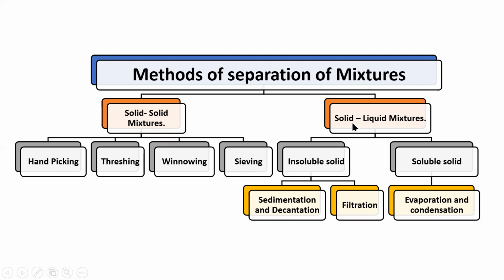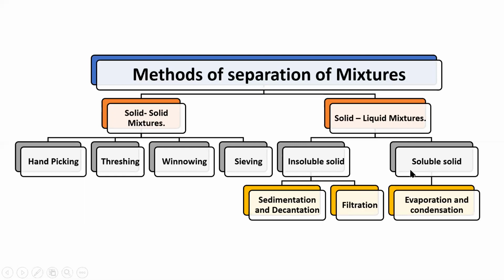On the other hand, if solid in liquid type of mixtures are there, then different methods are there. Again, the subtype depends on whether the solid is dissolved in that particular mixture. If it is insoluble, it doesn't mix, it doesn't get dissolved, then what? Then we can carry out the process of sedimentation and decantation in order to separate that out. Fine. Another method for such a mixture is filtration. So by filtration we can separate these components.